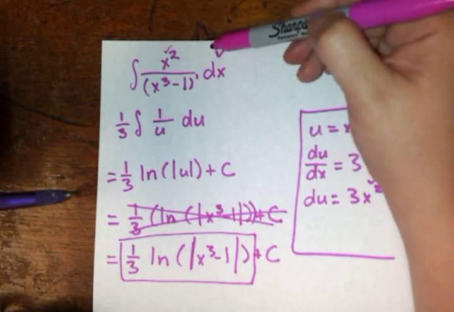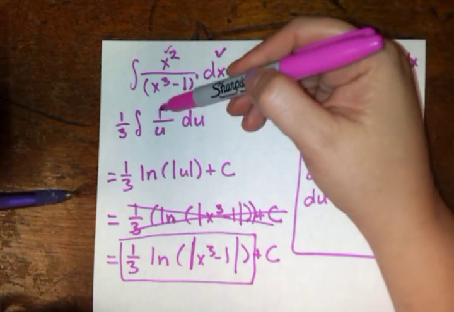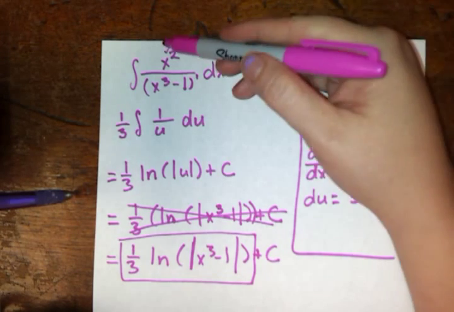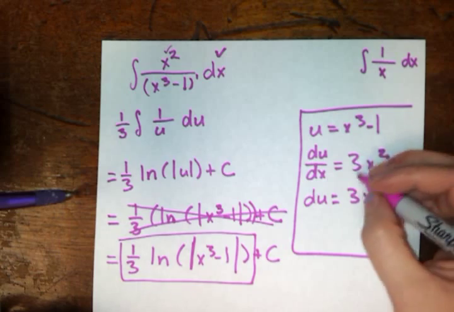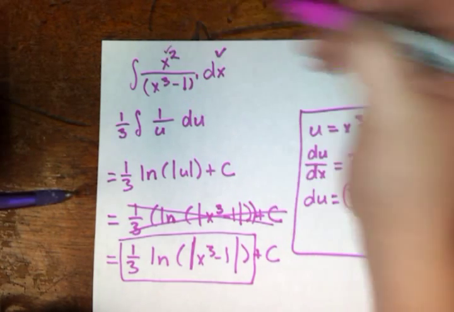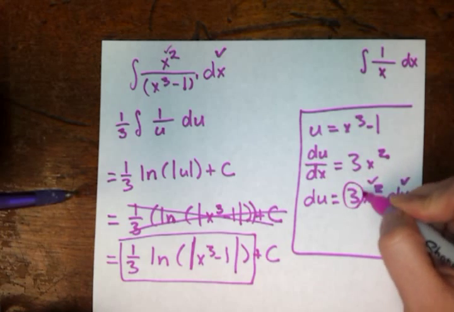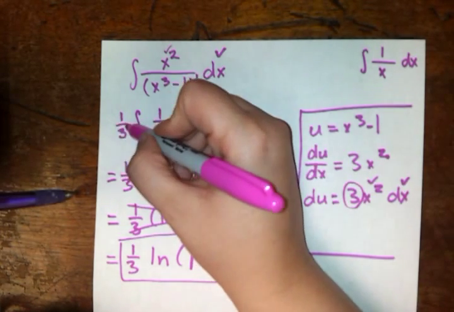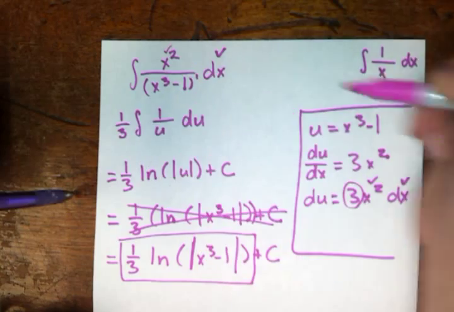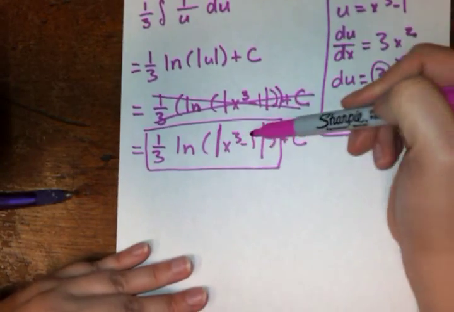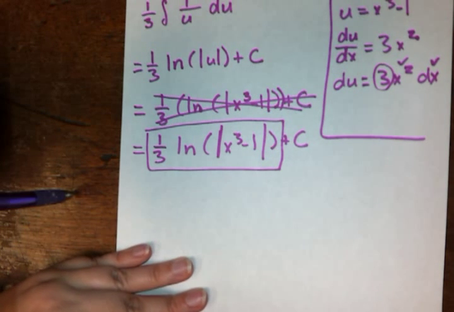Check to see what we had left over in our function after the 1 over u du. That was this 3. We had an extra 3 left over. We had the x squared, we had dx, but we were multiplying it times 3 in our du, which means we need to multiply our whole integral by 1/3. We do that, take the integral, and then plug back in our u, and we have our answer.